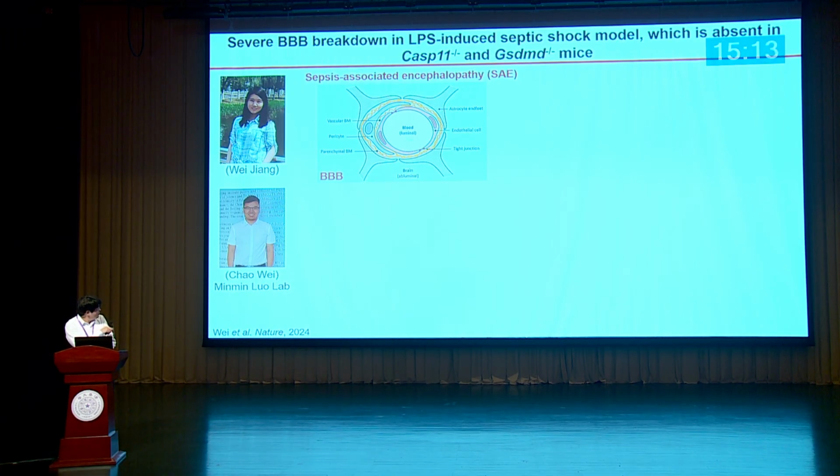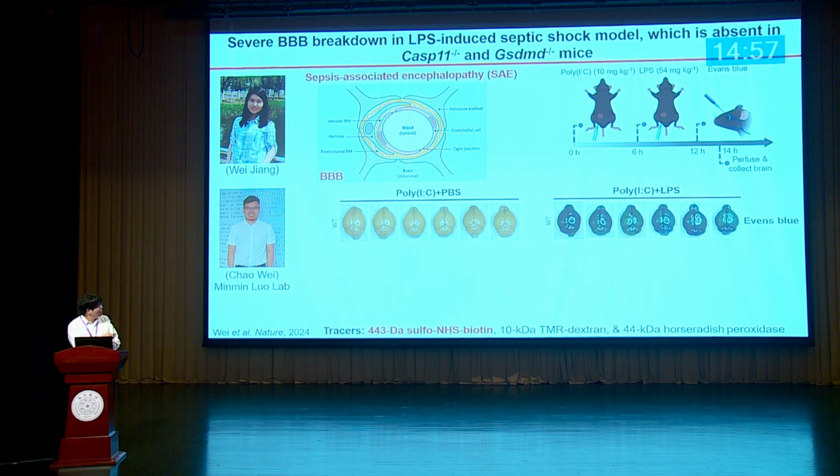So here is the structure of the blood-brain barrier. You have endothelial cells lining up with tight junctions connected on the vessel in the brain. So we can model this BBB disruption during LPS-induced septic shock. You can see that we give the mice a little bit of blue dye into the circulation. Normally, the mice have an intact BBB, and the brain will not take up the dye from the circulation. However, under septic shock, the whole mouse brain turns blue. So it's a very dramatic phenotype.